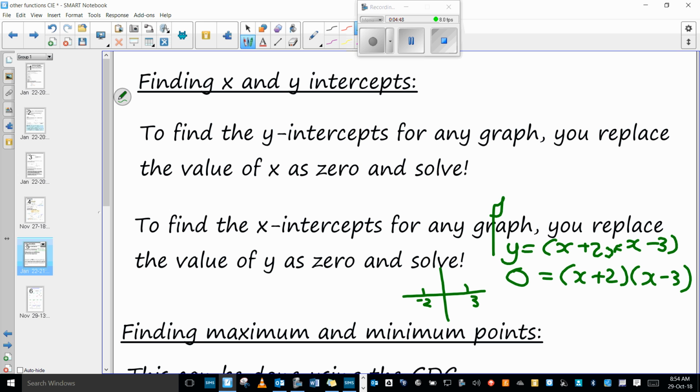Okay? So for y-intercepts, put x at 0; for x-intercepts, put y at 0. That's for every graph. I'm just showing you that as an example because we've done that so many times before already.